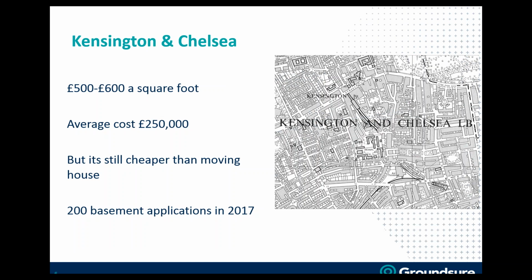Basement extensions can cost, on average, £500 to £600 per square foot in areas such as Kensington and Chelsea. This puts the average basement extension cost at £250,000. Given the average Greater London property price has been recently put at £616,160 in January this year, according to Rightmove, this shows it is clearly cheaper than moving house in many instances. So far in 2017, we've seen more than 200 basement extension planning applications alone.